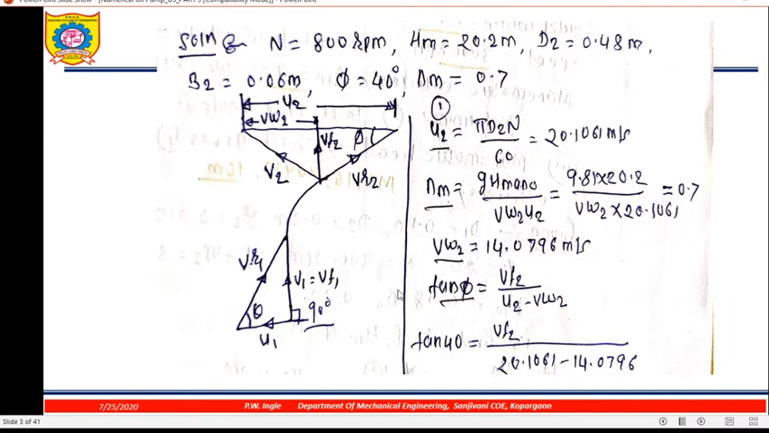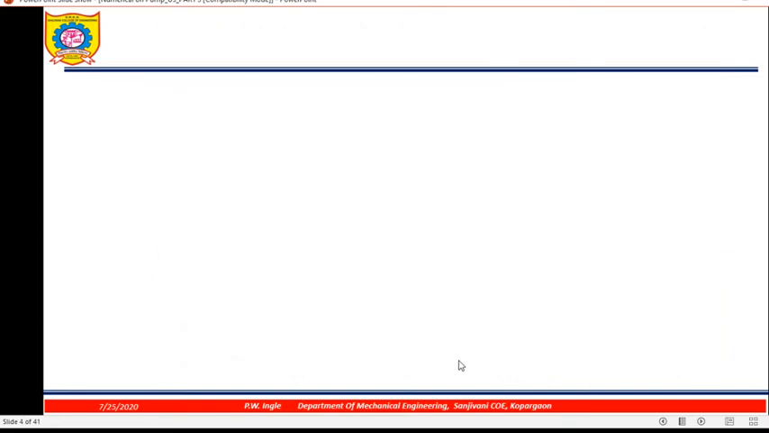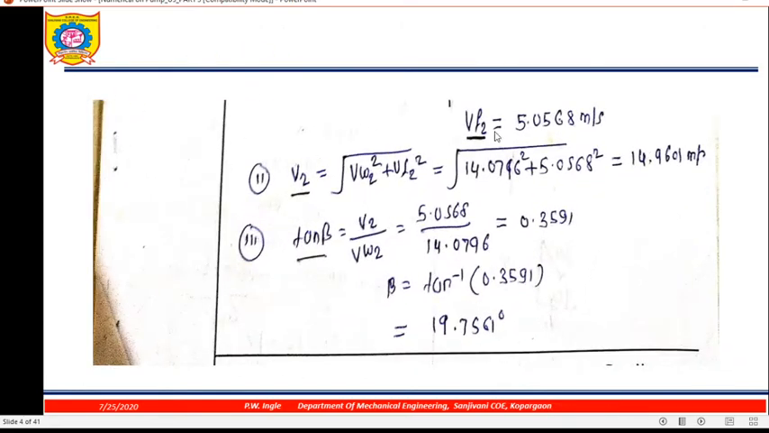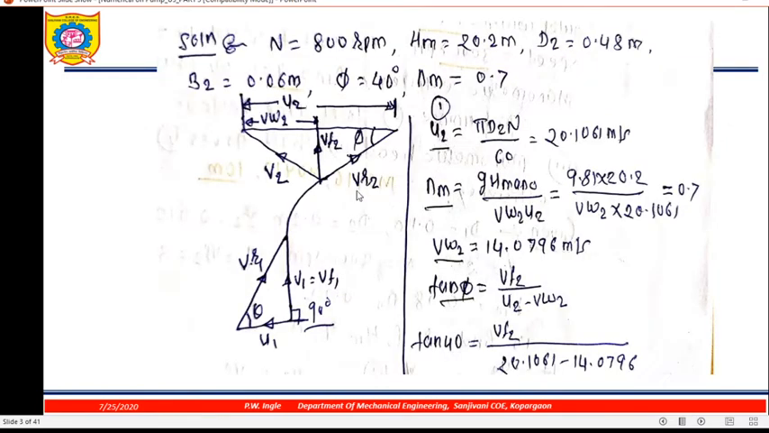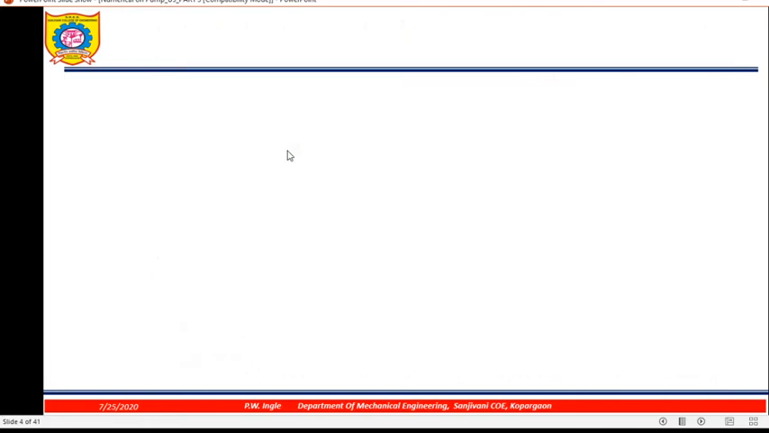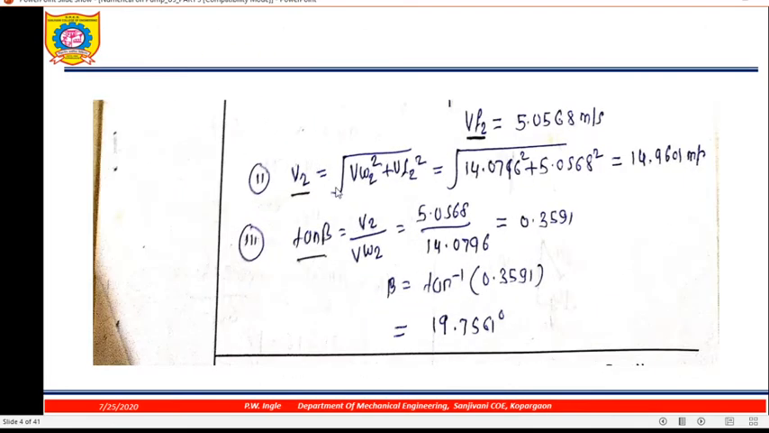Now phi angle is given, so we can use tan phi. Tan phi is Vf2 upon this side, opposite upon adjacent. So this side is U2 minus Vw2. So we'll get the value of Vf2. Now V2 is root of Vw2 square plus Vf2 square. By applying Pythagoras theorem, you can calculate V2.